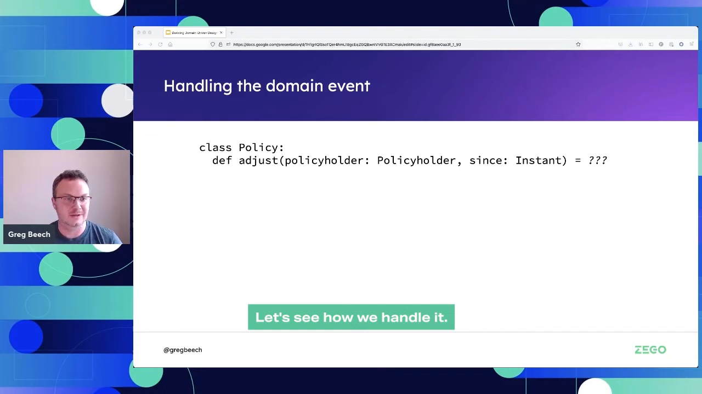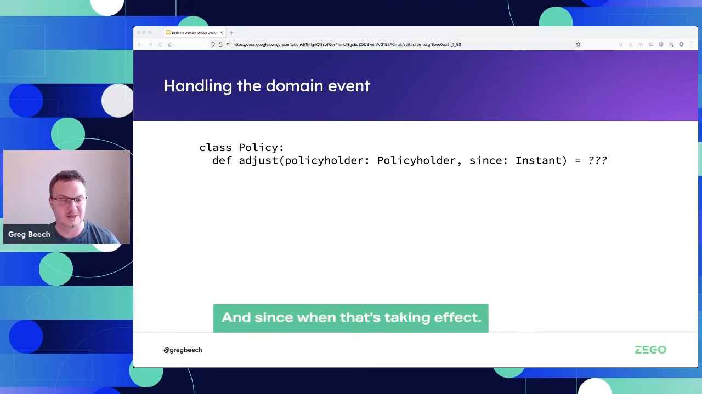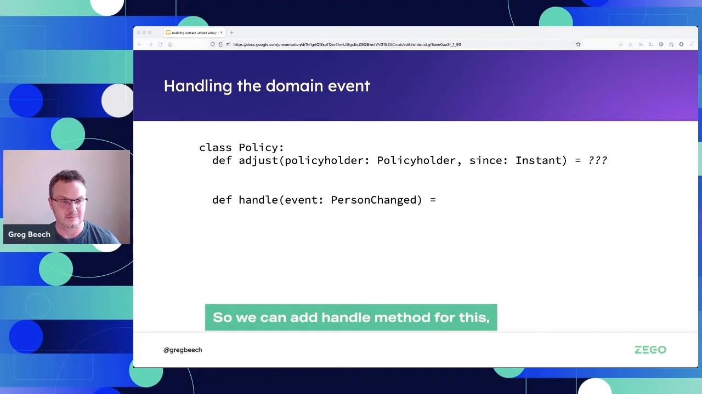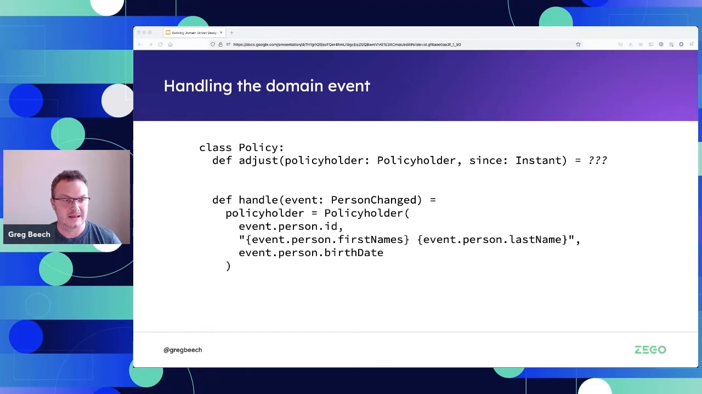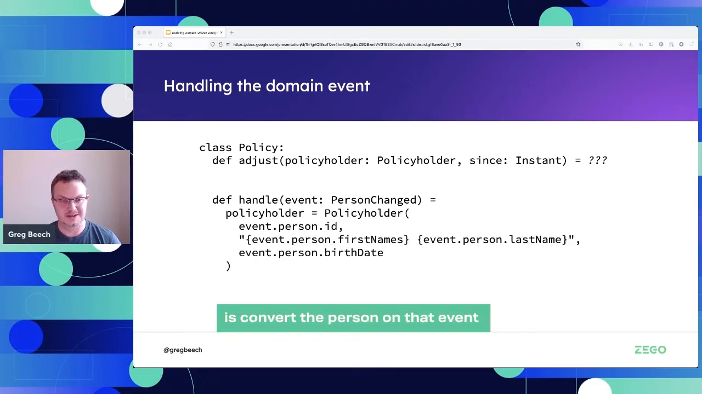So let's see how we handle it. We'll dive back into a little bit of code here. Let's assume in our policy, we've got a method to adjust the policyholder, which takes the new policyholder and since when that's taken effect. So we can add a handle method for this, which handles the person changed event. And the first thing we're going to want to do is convert the person on that event into a policyholder, because our policy needs a policyholder, not a person. So that's a fairly simple thing to do here. It might be more complex, dealing with names and so on, but that's the gist of it.